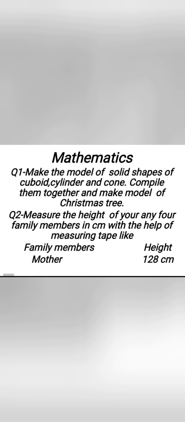Now next we will move to mathematics. Our first homework in mathematics is to make the model of solid shapes of cuboid, cylinder and cone. Compile them together and make a model of a Christmas tree. You have to make the model of a Christmas tree with the help of these solid shapes. Your next homework in maths is to measure the height of any 4 family members in centimeter with the help of measuring tape.